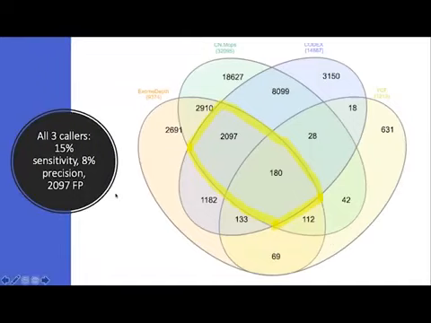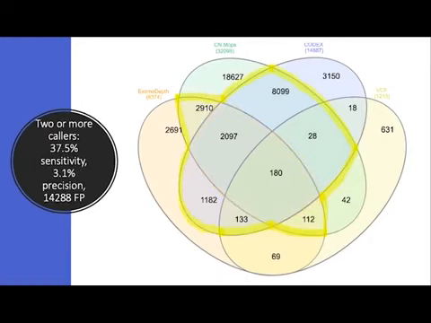So a rule requiring a CNV call to be confirmed by all three callers is too stringent. It results in a sensitivity of only 15% capturing these 180 target exons, gives you a precision of 8%, and still includes about 2,000 false positives. A second rule requiring a CNV to be confirmed by two or more callers is better, with a sensitivity of 37.5%, a precision of 3.1%, but still over 14,000 false positives.